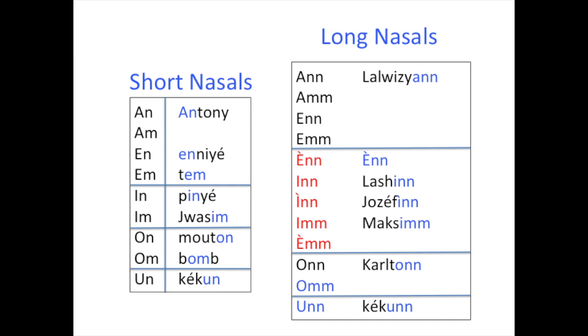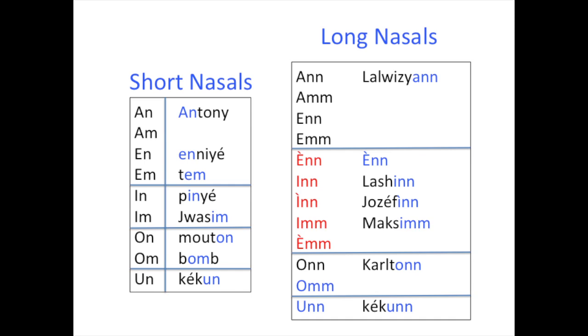So with A-N, we get it in words like Anthony. Anthony is one of the ways to say Anthony. Antoine is the other way, which could have also been used as an example. Next example, ennuyé. You're sitting in class and your teacher is not interesting, nor the lecture. So you're bored. And the way that we say bored is ennuyé.